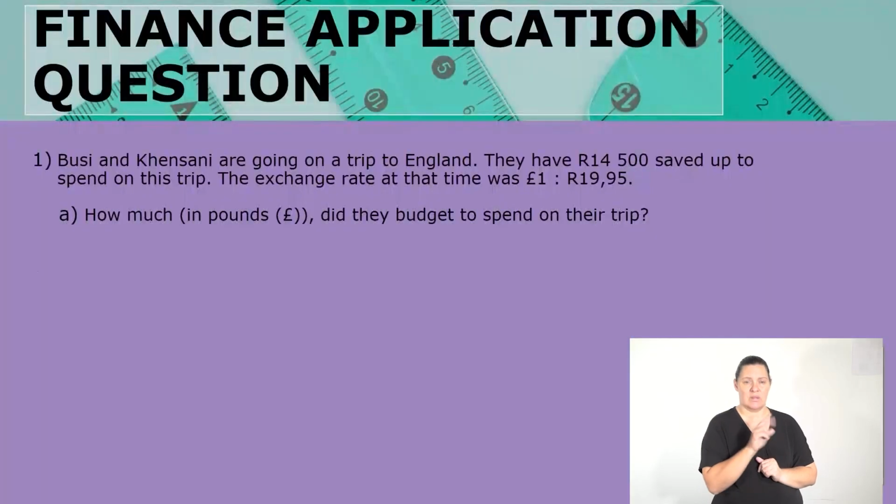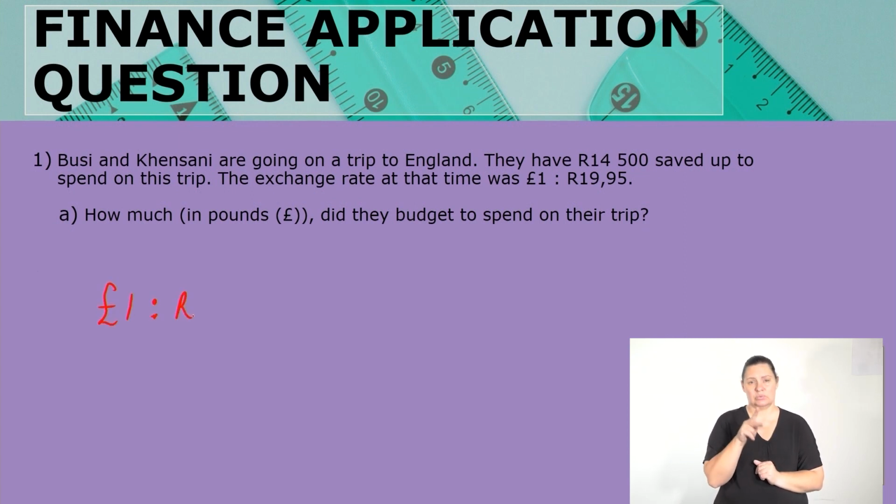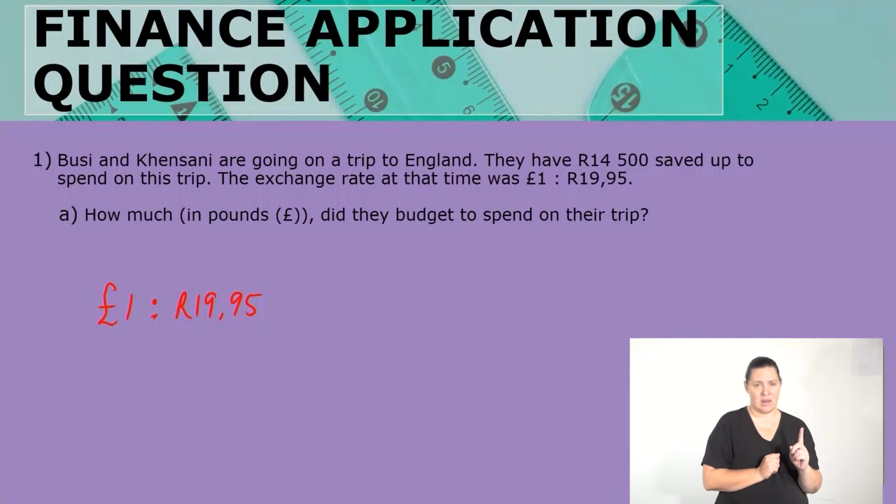So remember how much they had in rands? 14,500. So now we need to convert that to pounds. So looking at the ratio, which is £1 is to 19 rands and 95 cents. Now remember what ratio is? We are comparing quantities that are the same. So that is the ratio. £1 is to 19 rands 95 cents. How much did they have in rands?